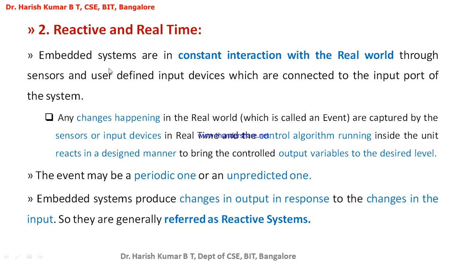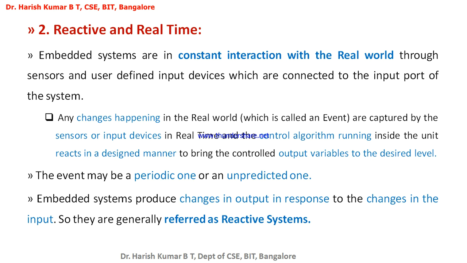In other words, in general, I can say embedded systems are always in constant touch with the real world through the sensors, and the sensors will be sensing the data, what's happening around the real world, and they'll be giving the data to the embedded systems. Now any changes that happen in the real world, we can call them an event. It may be a decrease in the temperature, an increase in the temperature, humidity, all these things. Any changes that happen in the real world are immediately captured by the sensors, or you can call them input devices, and the data that is captured by the sensors is given to the controlling algorithm or the firmware that is present inside the embedded system.